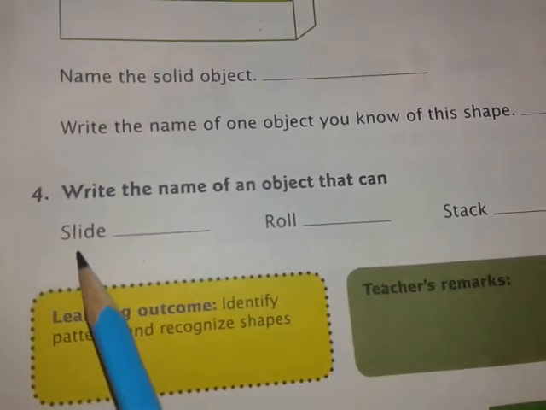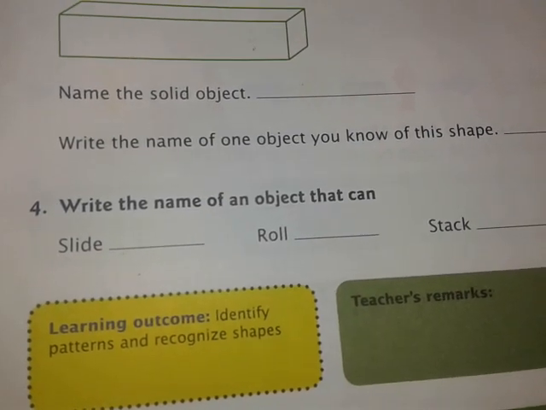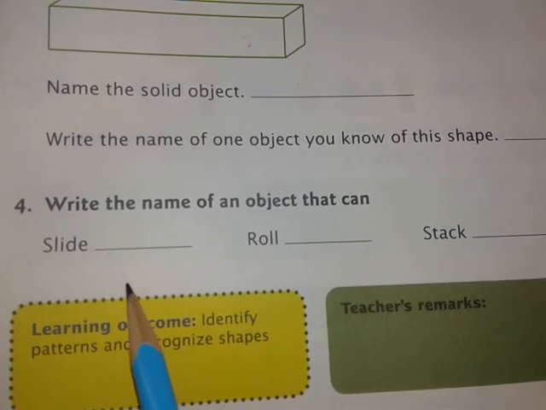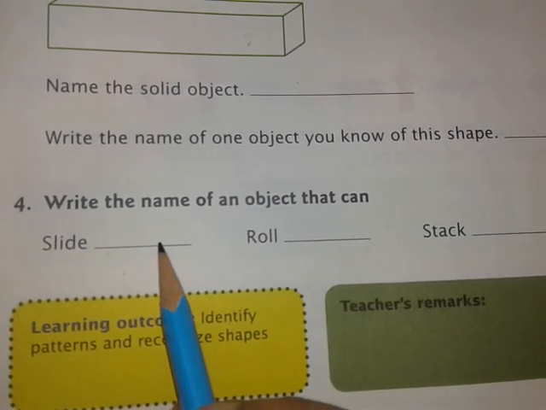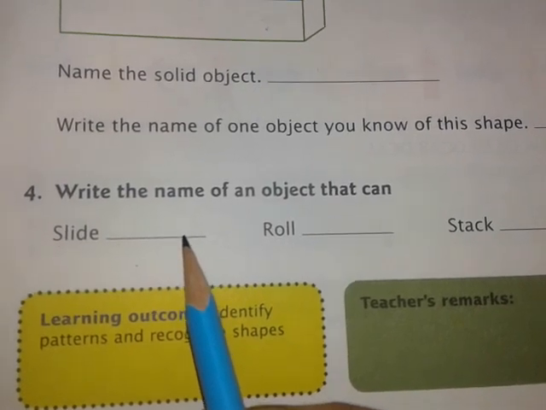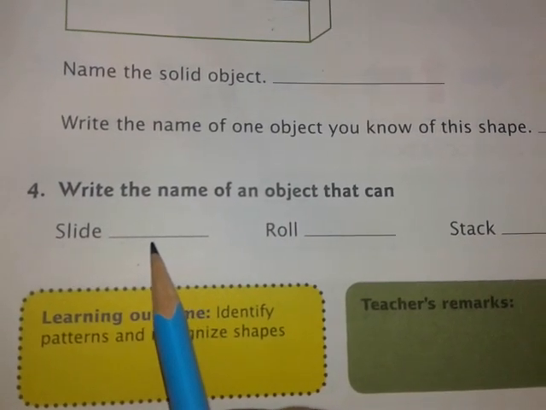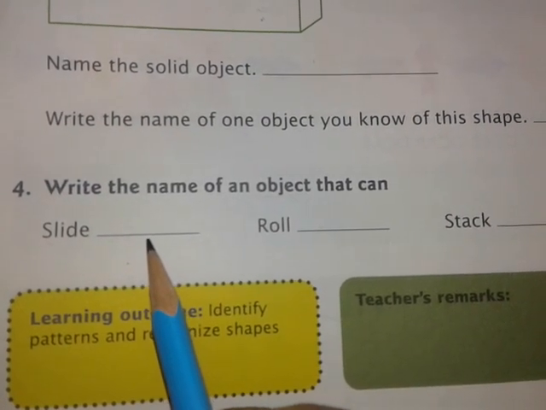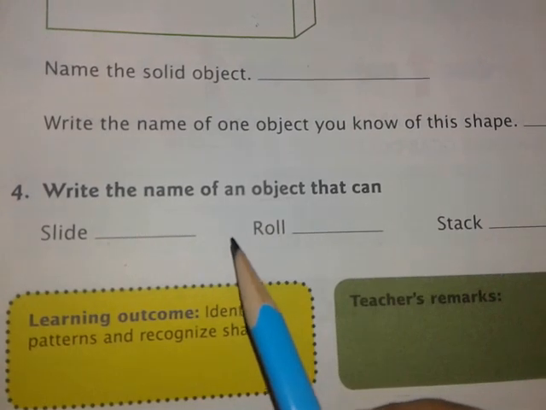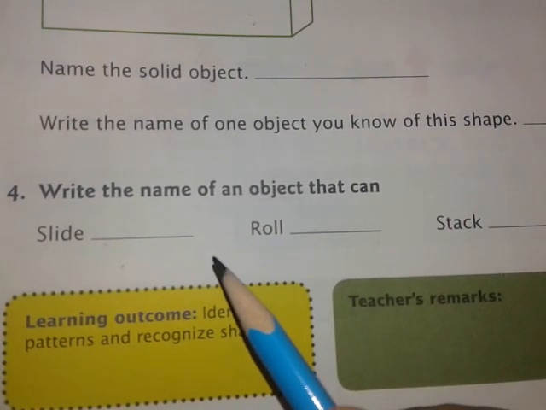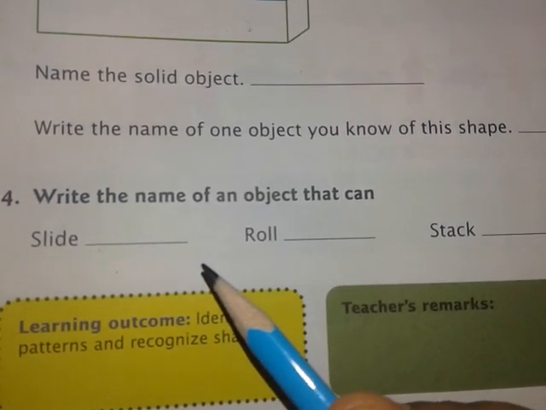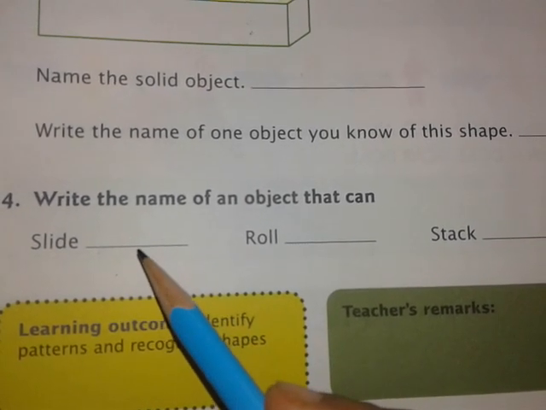Coming to number 4, write the name of an object that can slide. Now you know, students, objects that have flat surfaces, objects of cube and cuboid shapes will slide. So you will write here any object of cube or cuboid shape. Any one object you will write. Dice, book, again brick, matchbox. There are many examples. Your eraser, your pencil box, these are all of cuboid shape. You can write any name.